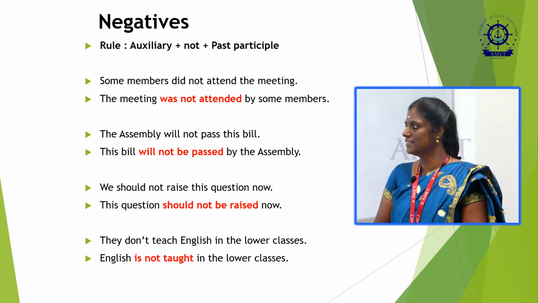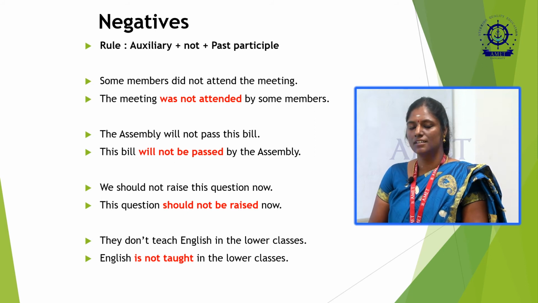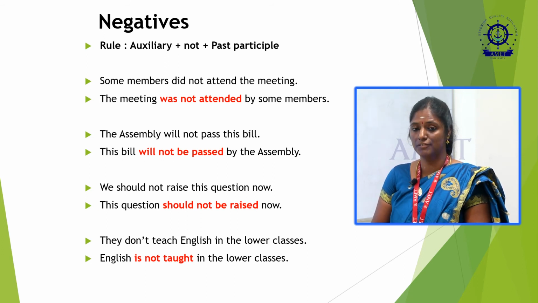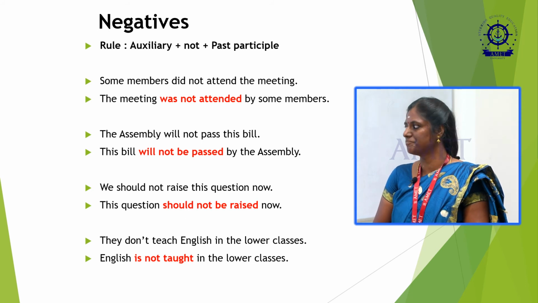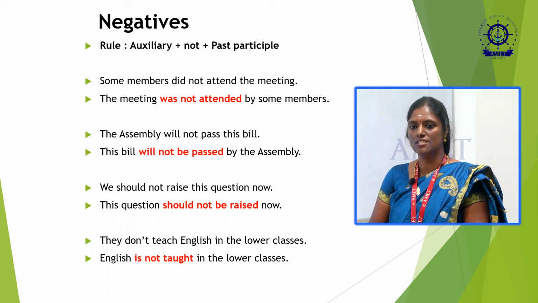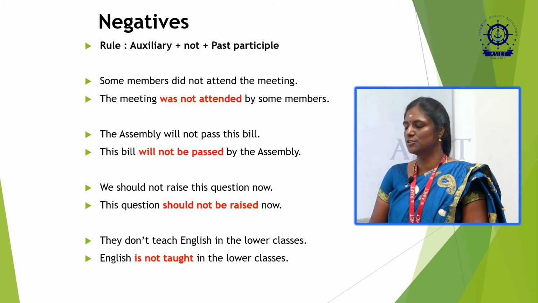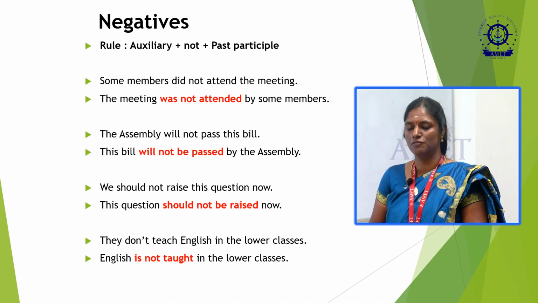Second example, the assembly will not pass the bill. Okay, the bill is the subject, will not pass. So, simple future, but negative. So, we have to use simple future, and the word be, the form is be. So, take this bill as the subject: this bill will not be passed by the assembly. Okay. So, for the simple future we have to use the word be here. After the negative not we have to use the auxiliary be.